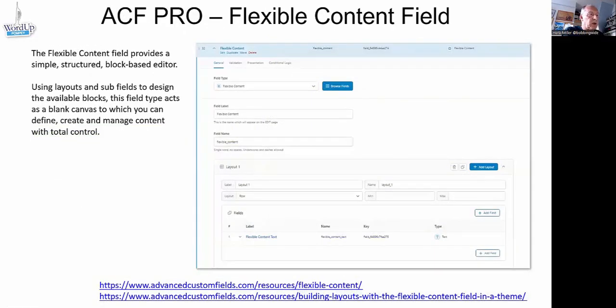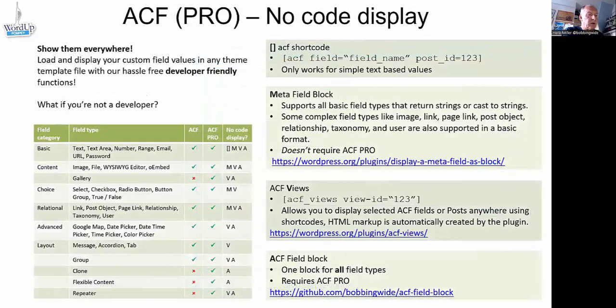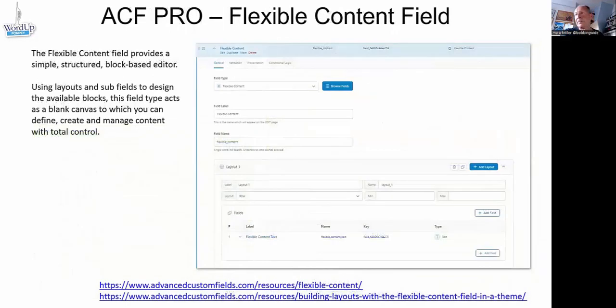So let's go on and have a little look at the ACF Pro. And the first thing it provides is a flexible content field. And this is a field where you define a series of different layouts, and within those layouts, the different fields you want to display. And then the user in the editor can choose which layouts to use out of these different layouts and structure and put them together in whichever order they like.